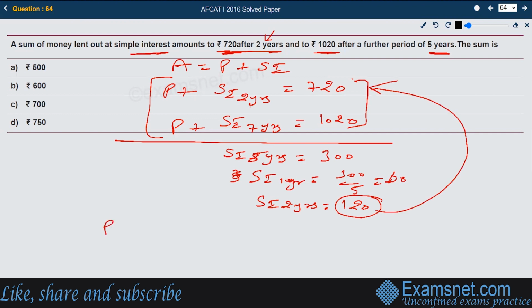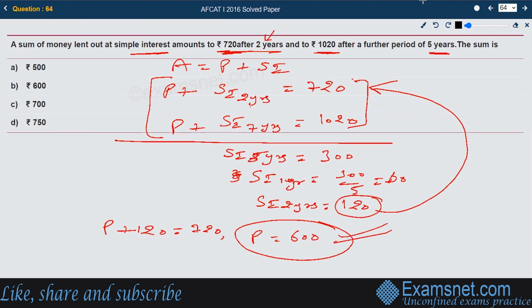So what does this give me? P plus 120 is going to be 720. Simply, this gives me the P value as 600. This is how we calculate the principal value when the SI for different years is given. So the right answer is rupees 600. Option number B is the right answer.